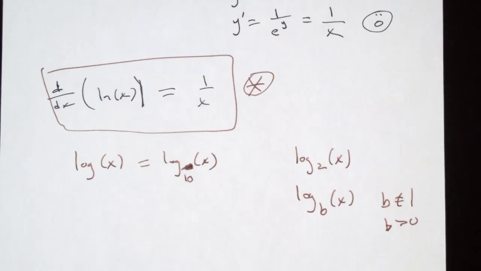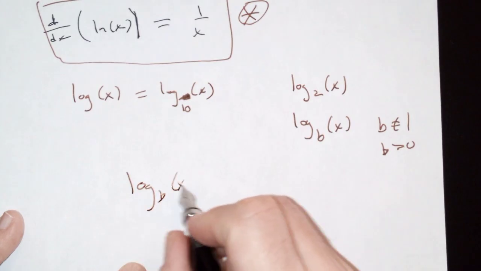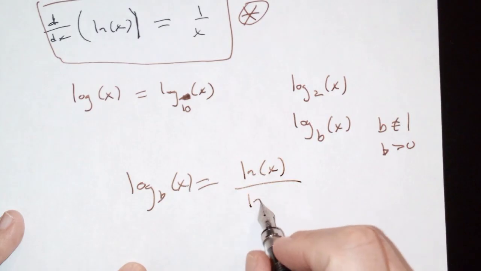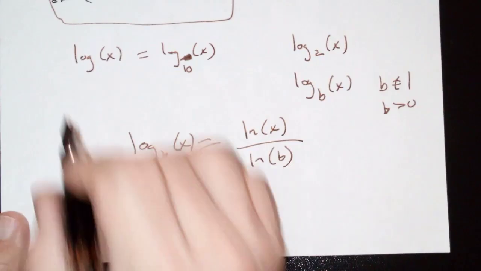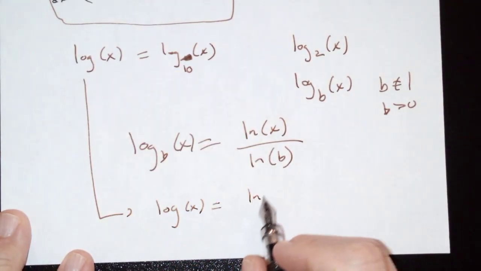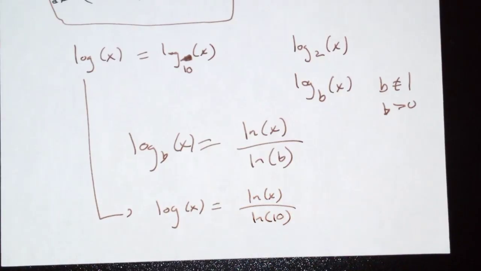If I'm in any base, I can always rewrite that in ln's. Because it turns out that the log base b of x is the ln of x divided by the ln of the base. But the base is a constant. If I'm working in base 10, I'll write that as ln of x over ln of 10. You've got a calculator. What's ln of 10?